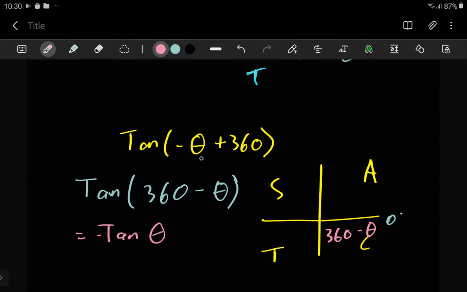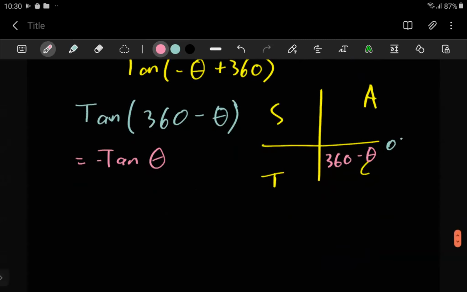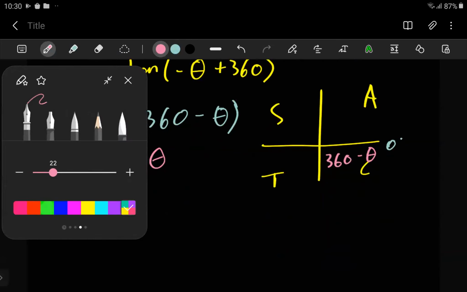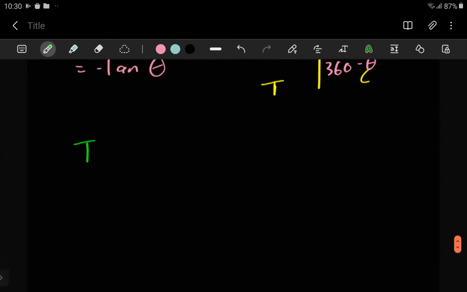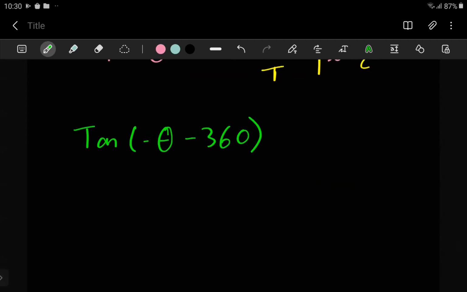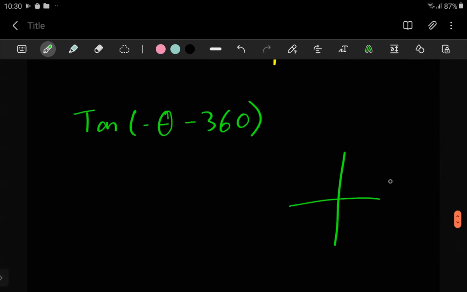So in as much as they may have given it like this, the moment you swap them around, if you're lucky enough, it just looks like what you are used to. If you had cases where it's like minus and another minus, say you have tan, and then you have minus theta here, and then minus 360, in a situation like this, your CAST diagram will still help you.